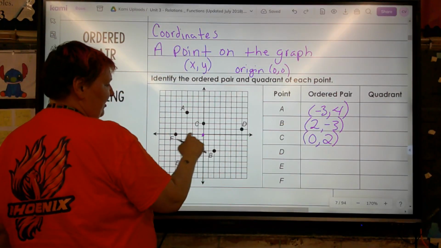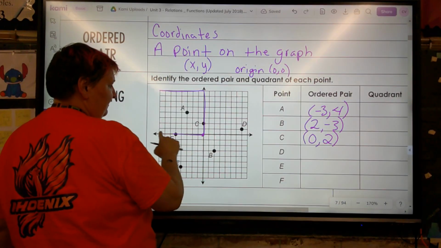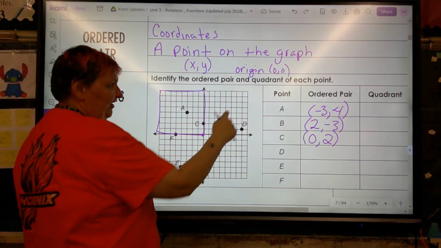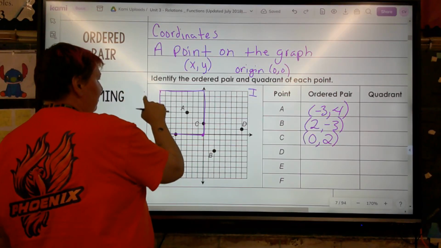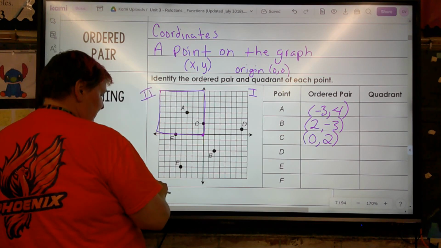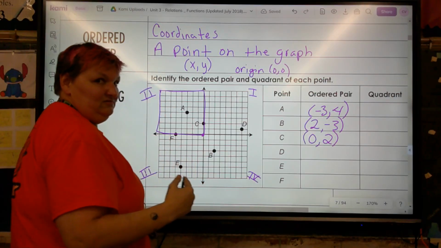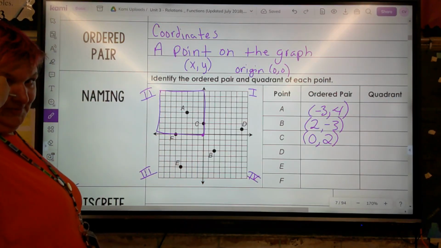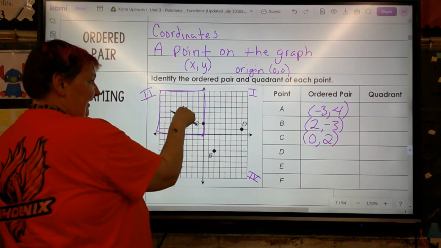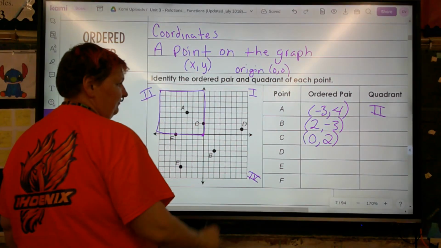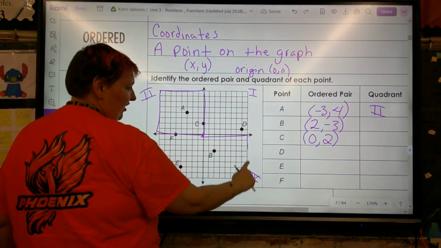A is in this quadrant. This quadrant, go ahead and label it. Right? This is 1, and we go counterclockwise. 2. I told you you're going to need to be able to label them. You get enough practice labeling them, and you'll be able to see them in your head. A is in quadrant 2. B is in quadrant 4.